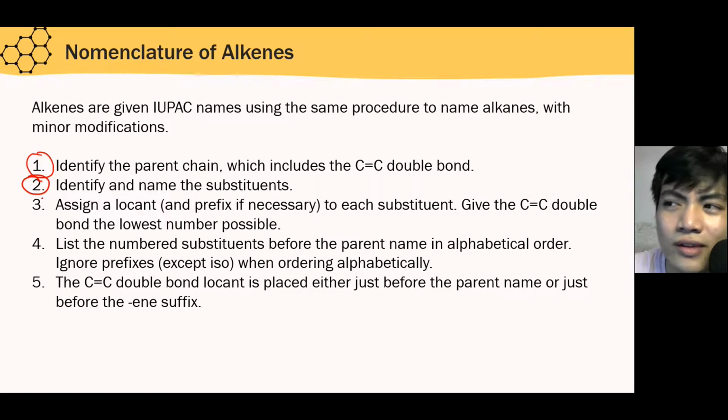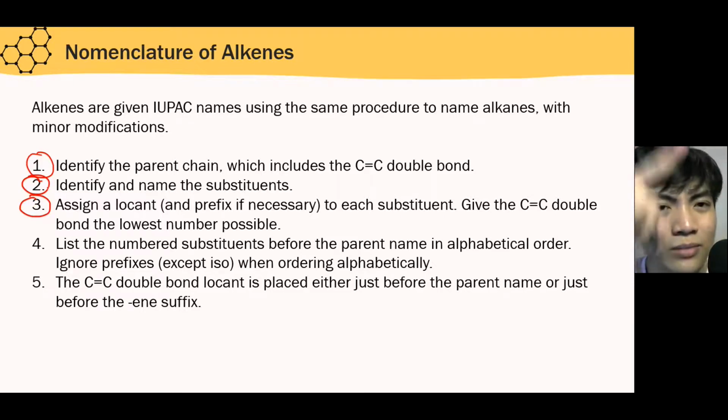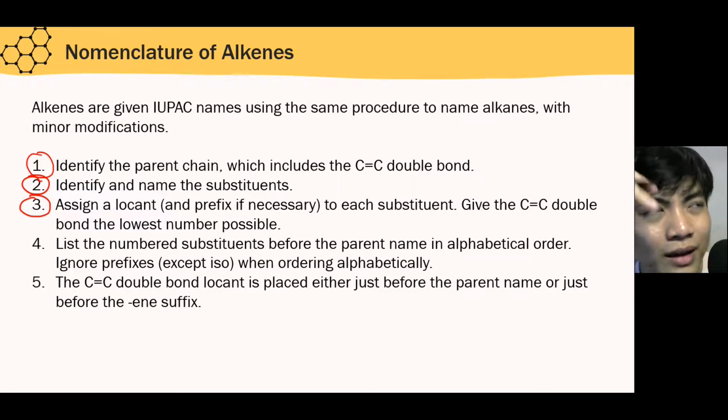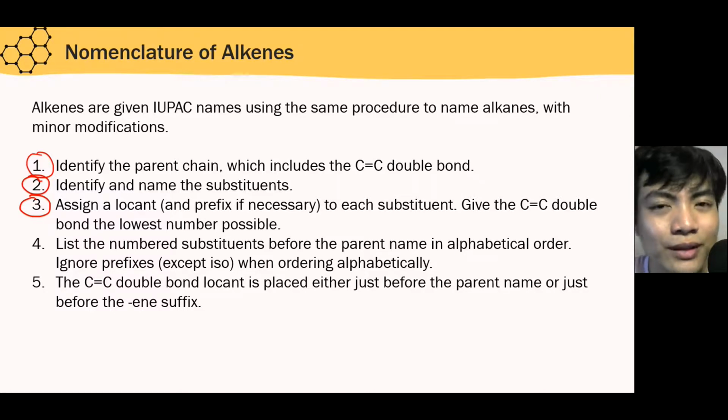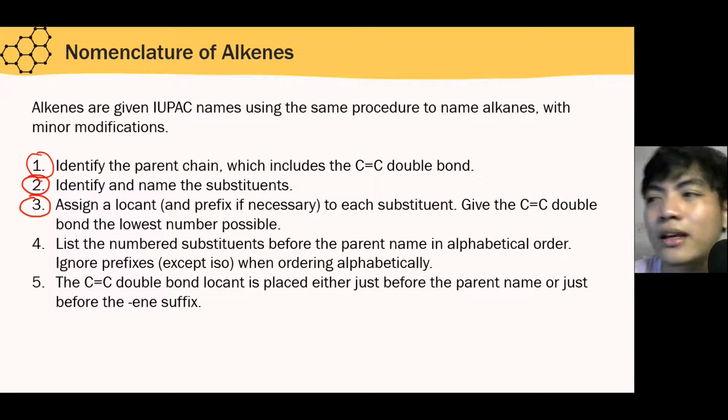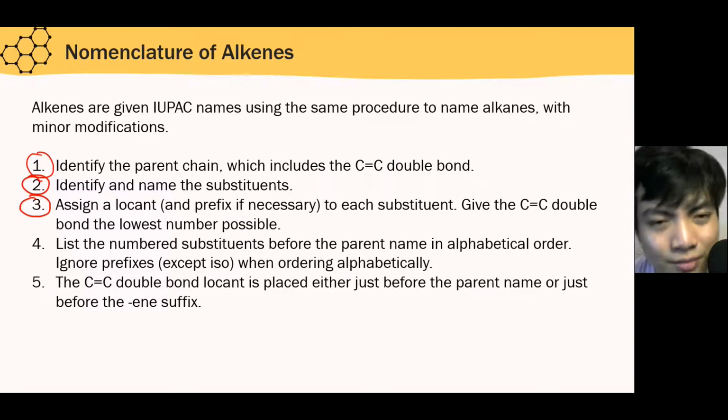Identify and name the substituent. You assign the locant. However, this is your priority na. Hindi na yung substituents lang. You also need to prioritize the locant for your double bond. Okay? Kasi in the alkane, what we just prioritize is yung substituent. Okay? However, in alkenes, we need to consider also the double bond. Okay? So, the double bond must always be prioritized over the other substituents.